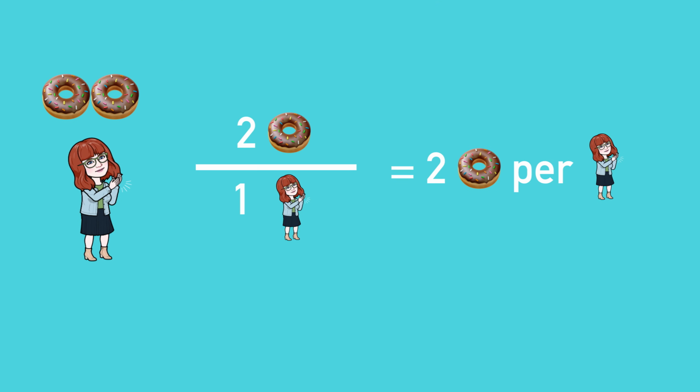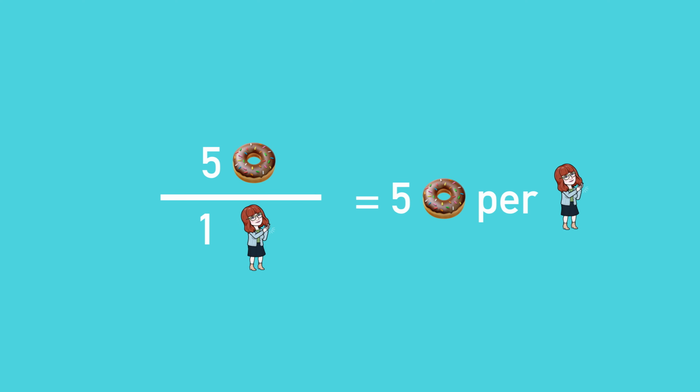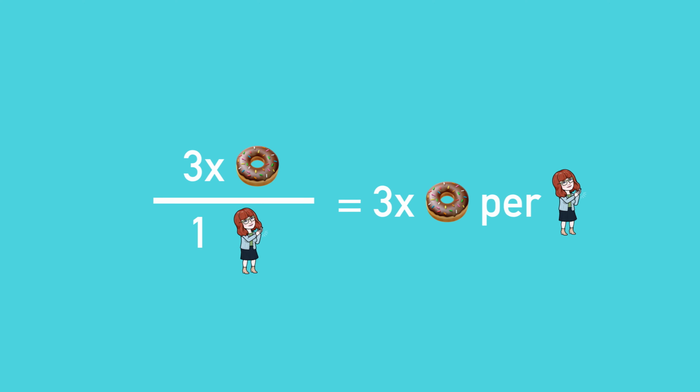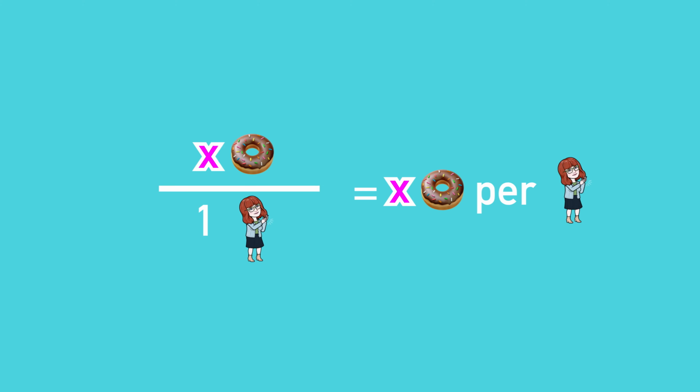Now, all of our examples so far have assumed that we want to share the box of donuts, but that's not always the case. So if you have 2 donuts and you eat both of them, then the ratio is 2 donuts per person. 5 donuts just for you, 5 donuts per person. 3x donuts just for you, 3x donuts per person. No matter how many donuts you have, if you are the only one eating them, then the ratio is just the number of donuts that you started with per person. This shows us that any fraction with a denominator of 1 is equal to the numerator by itself.